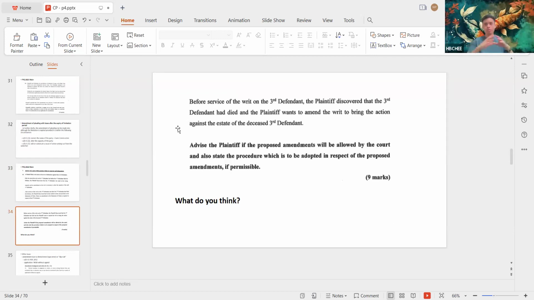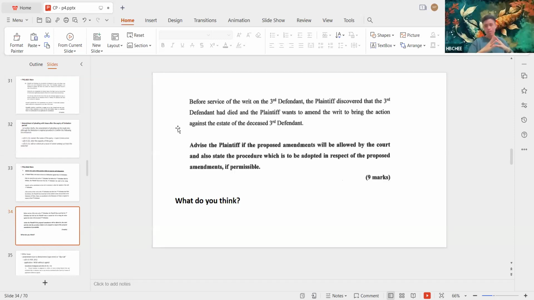Now the third one. You see, before the service of the writ on the third defendant, the third defendant died and the plaintiff wants to amend the writ to bring the action against. Do you think the amendment can be done? Okay. Why? Correct. Correct. Well, you're all very smart.